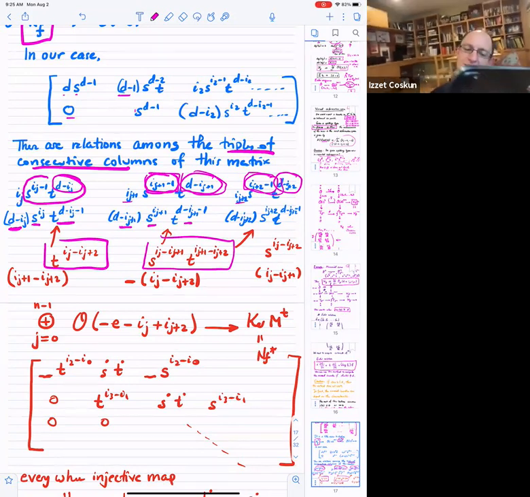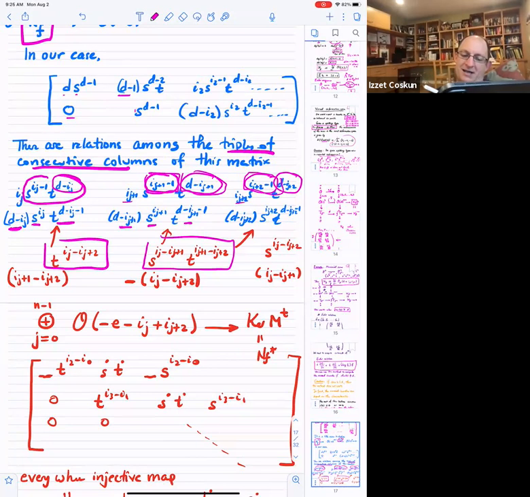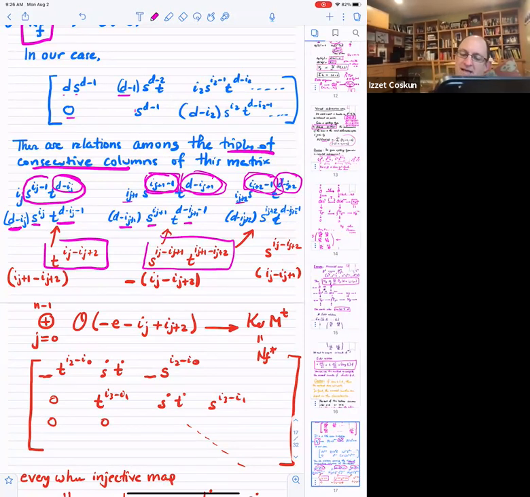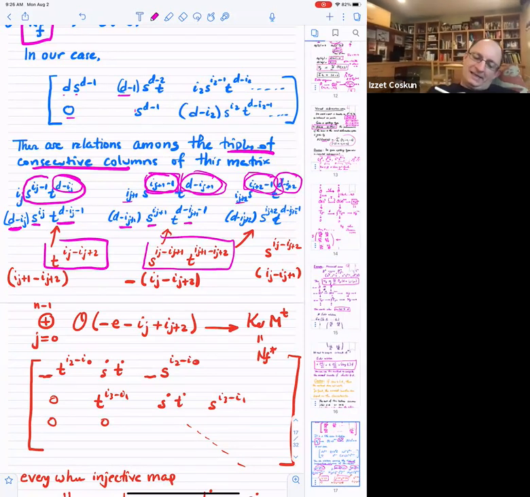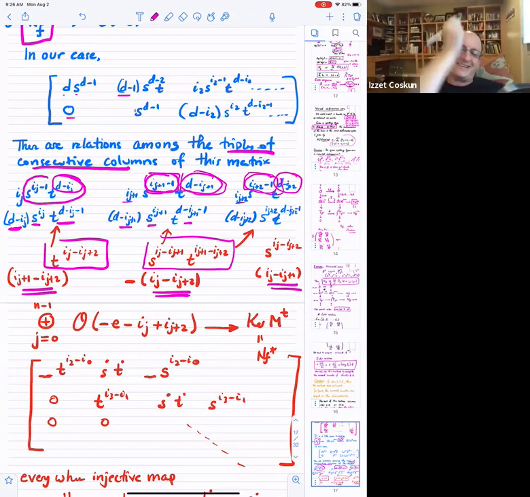It's not so hard to see. This becomes t to the i_j minus i_j plus 2, which is what we have here. Here it becomes t to the d minus i_j plus 2, and the s becomes the same. And similarly, you can make the coefficients match too. If they don't match, you can fiddle with it a little bit.